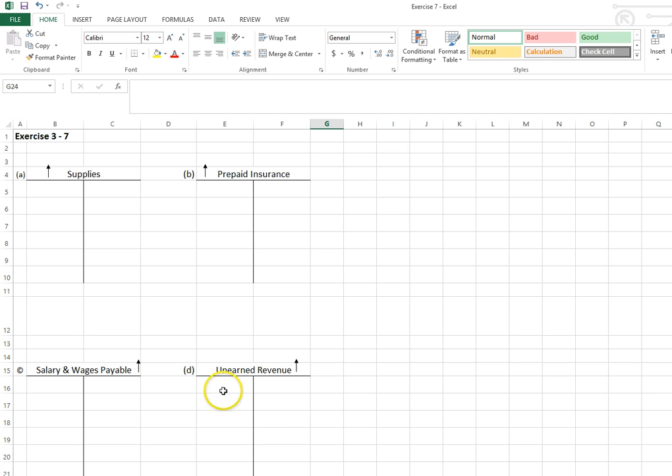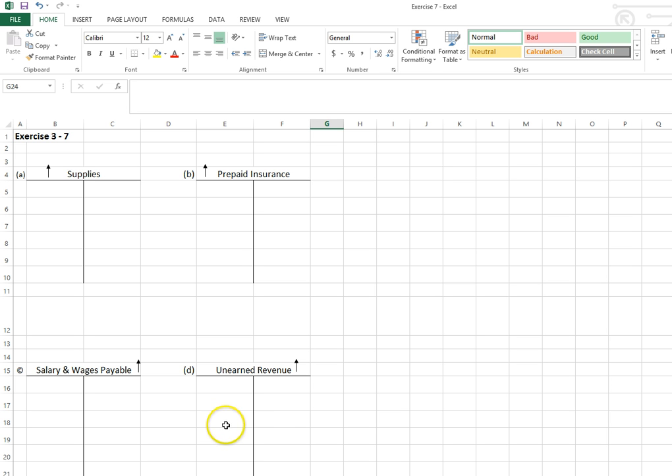Unearned revenue is a little bit different, isn't it? It's going to go up not because we pay, but because we have received cash in advance. So unearned revenue goes up when a customer prepays in advance or we receive cash in advance, and so we owe services. The reason it's a liability is because we owe goods and services for that. And then it's going to go down when we provide the goods and services. If we provide goods and services, we earn the revenue.